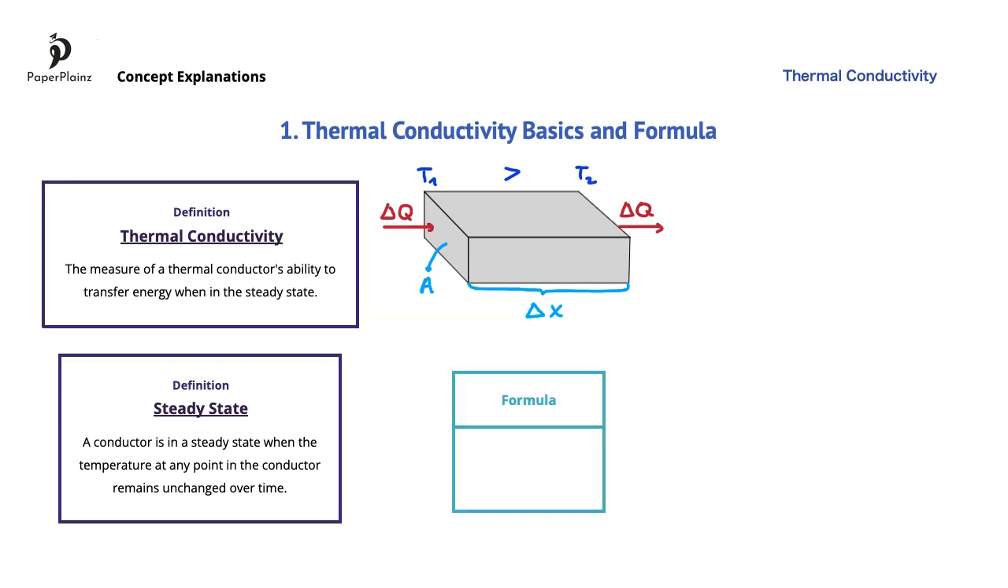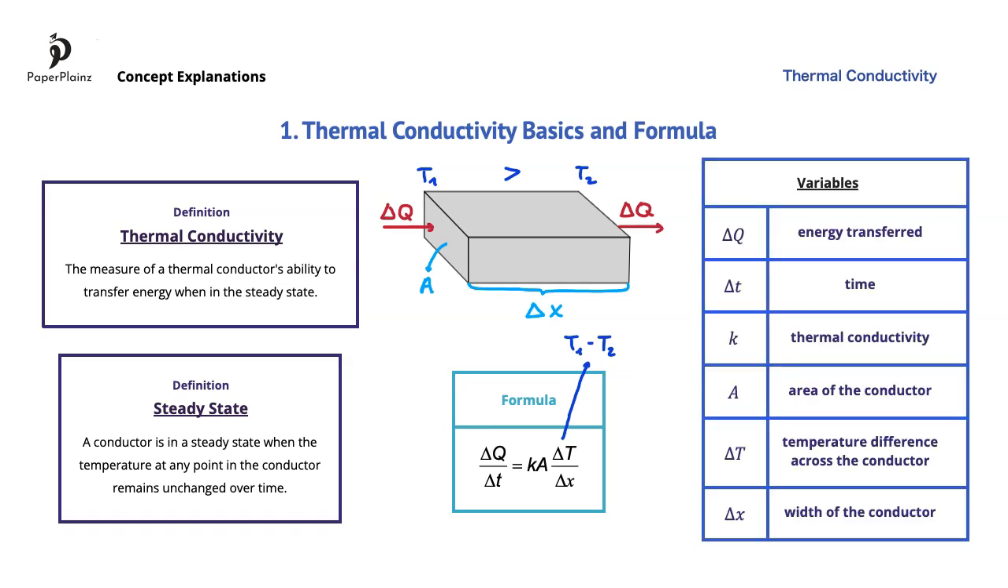Let's see the different variables in this formula. On the left-hand side, we have the rate of energy transfer through the conductor, so delta Q over delta t. Here, delta t is the time during which delta Q is transferred through the conductor. Another way to think about delta Q over delta t is that it is the power input to the conductor. On the right-hand side, we have the thermal conductivity of the conductor, denoted by lowercase k, multiplied by the cross-sectional area, times delta T over delta X. Here delta T is T1 minus T2, and delta T over delta X is called the temperature gradient across the conductor. Let's summarize these variables in a table.